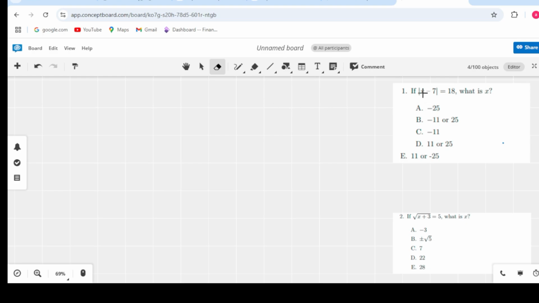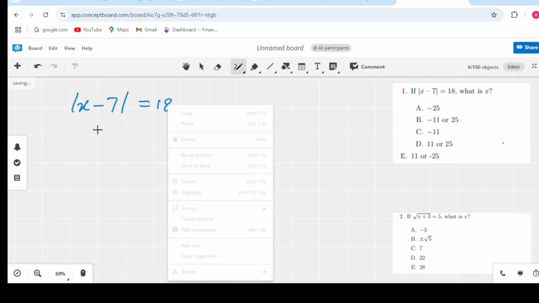Here the question is |x − 7| = 18. What is x? We have to find the value of x. For this, first we write |x − 7| = 18. First thing we should know about the absolute value function.